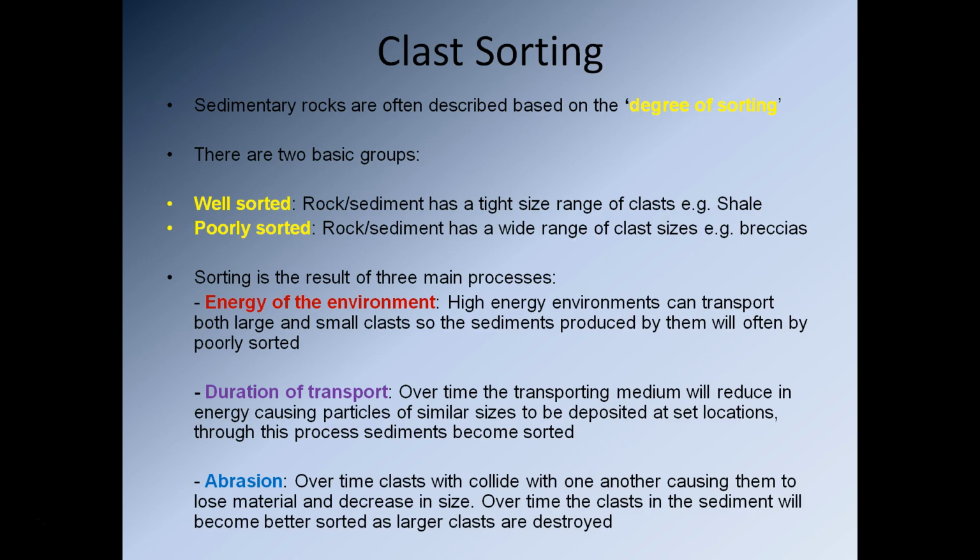So the first thing we're going to think about is clast sorting. So sedimentary rocks are often described based on their degree of sorting. And there are two main groups. Well-sorted clastic sedimentary rocks have a very tight range of clast sizes, so all the clasts will be approximately the same size. Poorly sorted clastic sedimentary rocks will have a wide range of clast sizes, so you'll end up with lots of different size clasts in your rock.